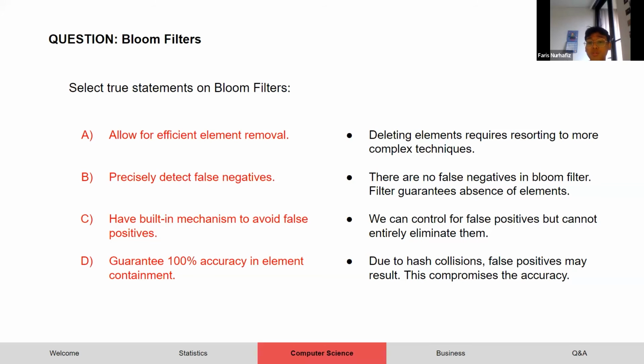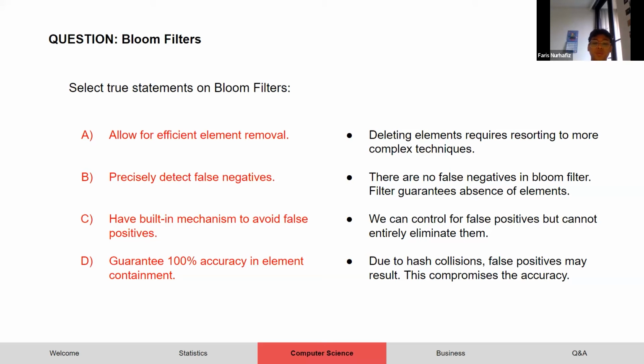Option B, there are no false negatives in Bloom filter. It's literally impossible, as explained by Jocelyn. We say when the filter says it is absent from the system, we can say that it is guaranteed to be absent from the real set. So it will never detect false negatives.